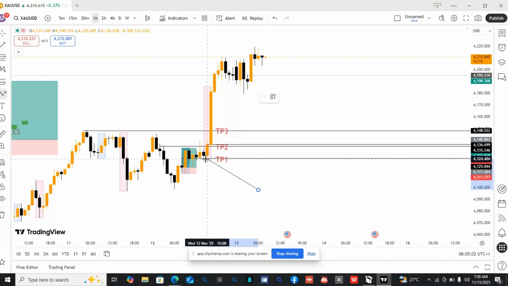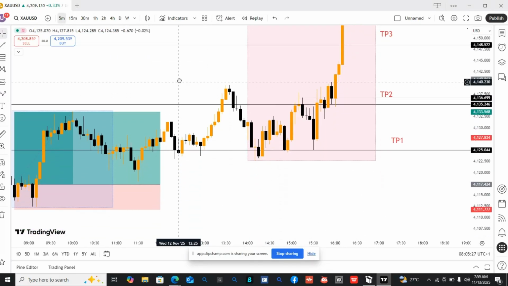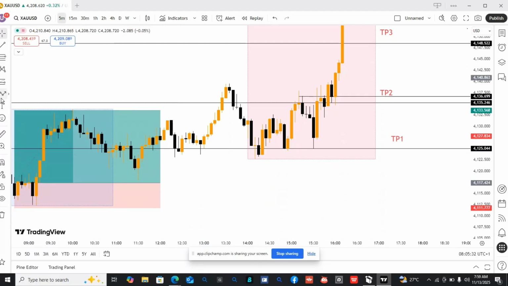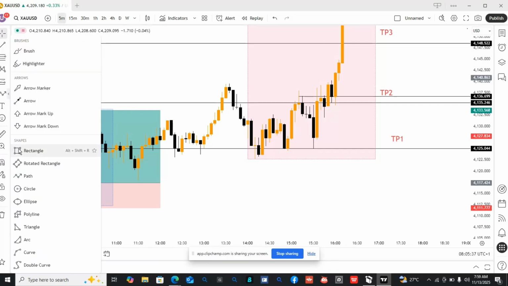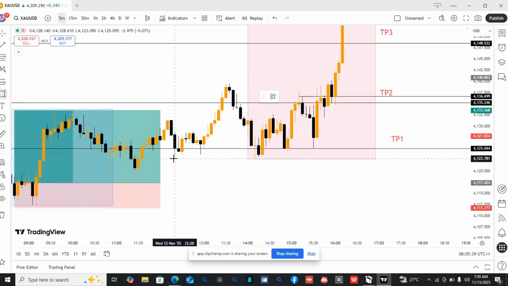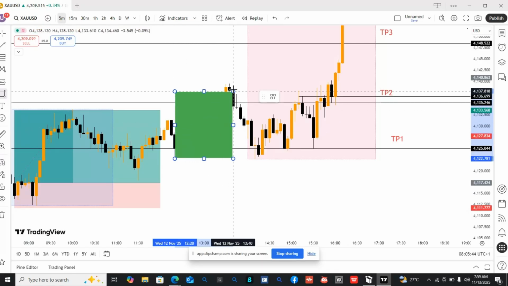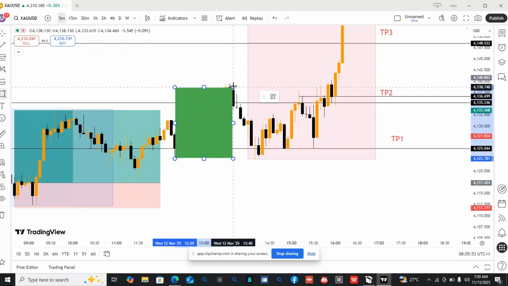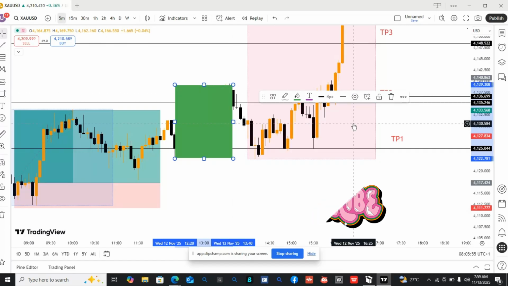So let's go back to the New York session on a 5 minutes time frame. Let me show you the entry here. When you look at it on a 1 hour time frame, this move, let me highlight it, this move starting from this zone to up here was that bullish engulf candle that we saw. This entire move was that bullish engulf candle, from this zone to this zone, on a 1 hour time frame.